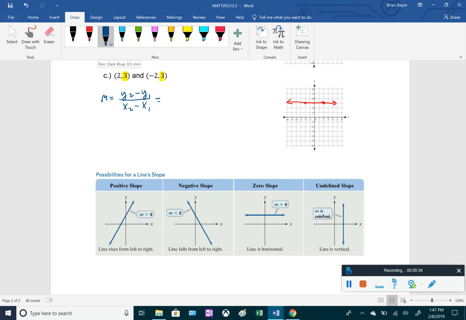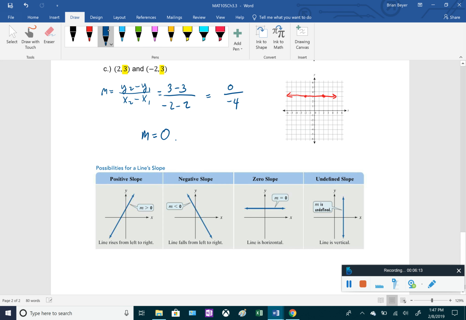So the first ordered pair is going to be x1, y1. The second one's going to be x2, y2. So it's going to be 3 minus 3 for the change in the y values, and negative 2 minus 2. We get 0 over negative 4. When 0 is in the numerator, that means the number is just 0. So our slope here is 0. So 0 is the slope of a horizontal line, and undefined slope would be the slope of a vertical line.